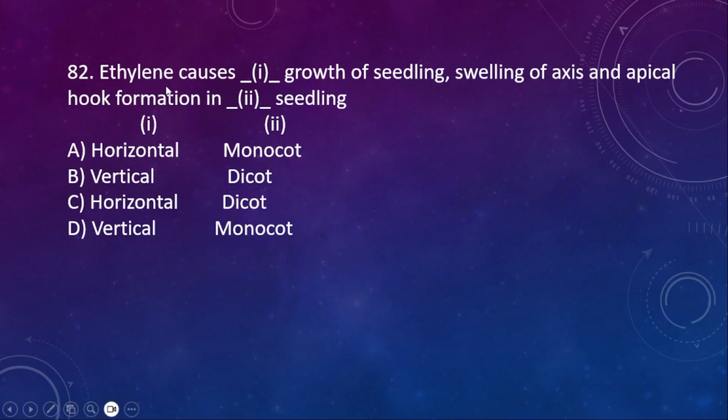82nd question. Ethylene causes dash growth of seedling, swelling of axis and apical hook formation in dash seedling. So here the options are horizontal, vertical, monocot, dicot. It is useful in the dicot horizontal growth seedling.